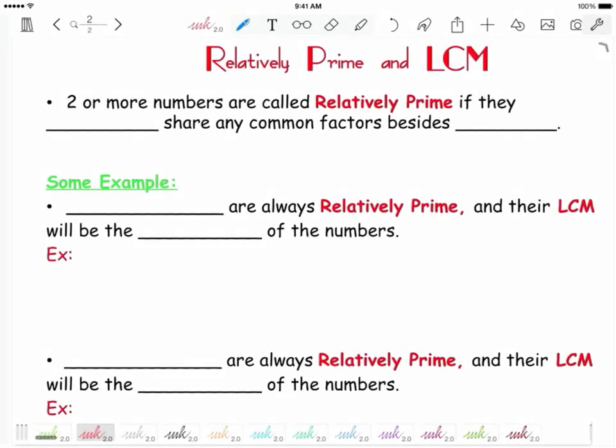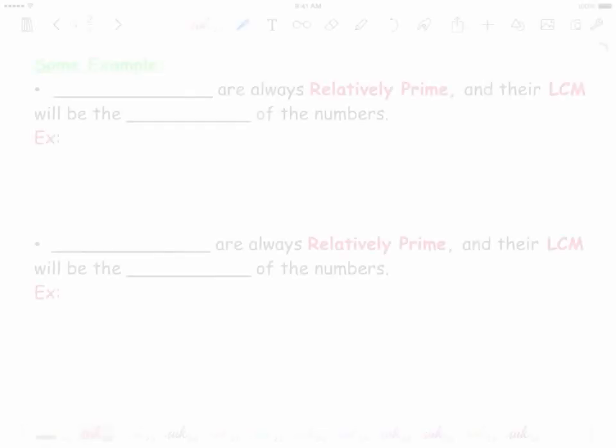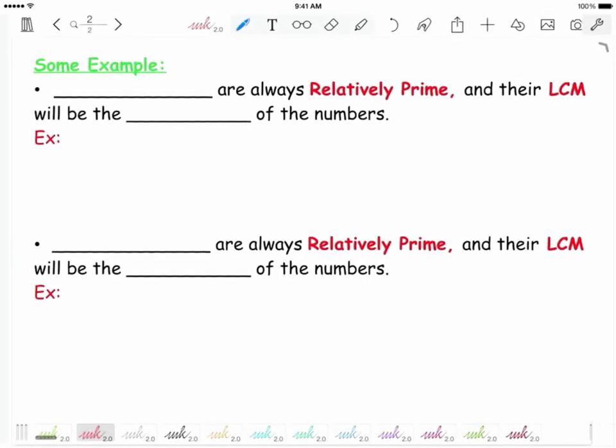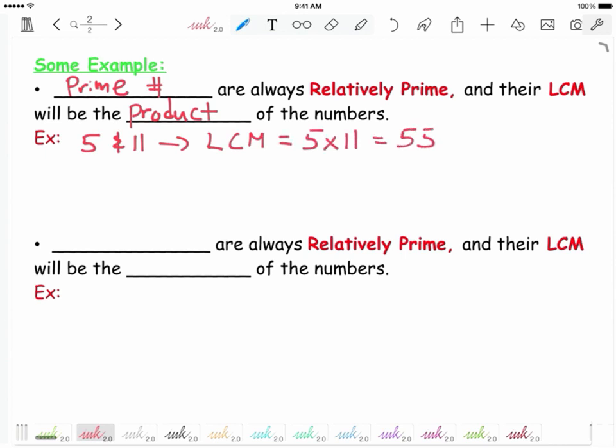Now, if 2 numbers have a relatively prime relationship, their LCM is super easy to find. As I have mentioned earlier, 2 or more numbers are relatively prime if they don't share any common factors besides 1. Some examples of relatively prime numbers are prime numbers, and their LCM will be the product of the numbers since they cannot be factored further. For example, both 5 and 11 are prime numbers and they cannot be factored further. So the LCM will be 5 times 11, which is 55.